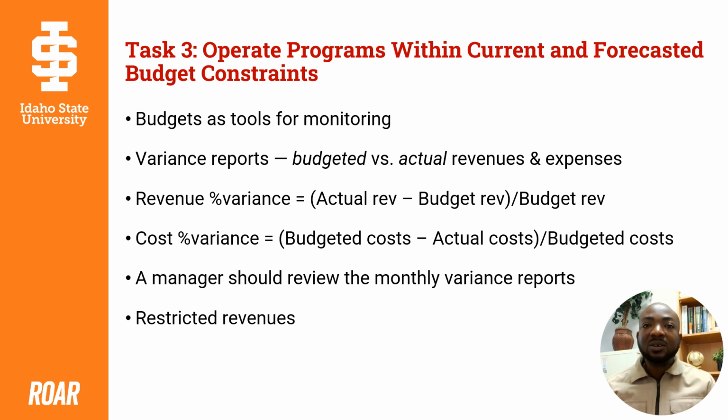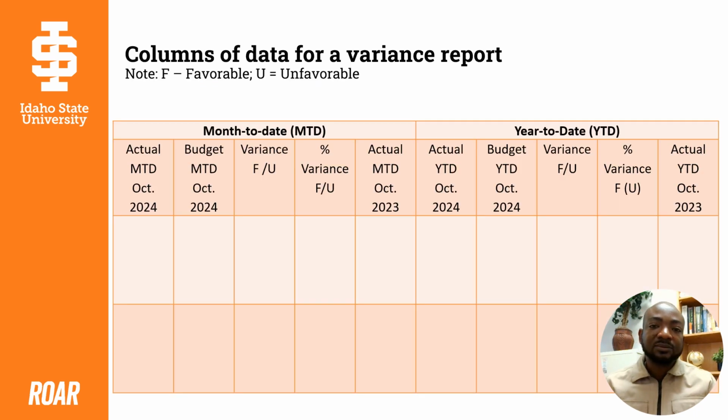And very careful records must be maintained to ensure that internal and external audits of the funds can prove that they were used only as intended. So this table shows the columns of data in the layout of a typical variance report.